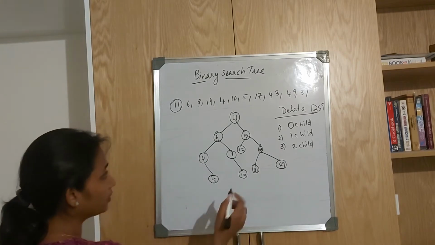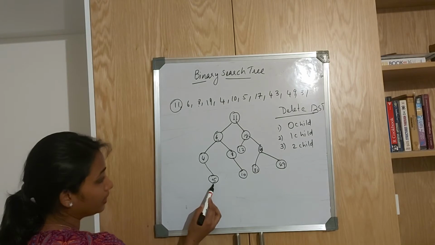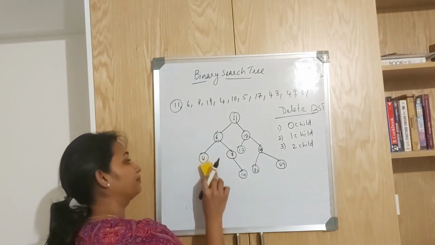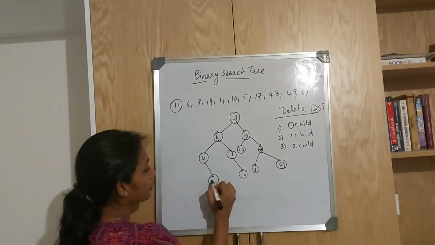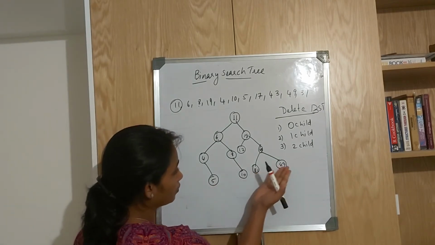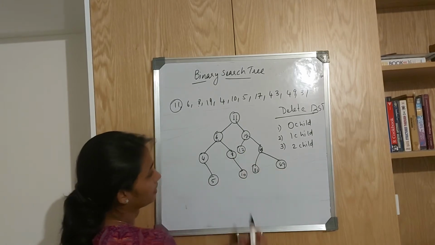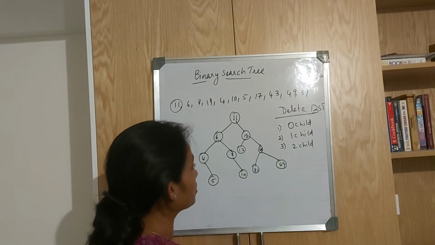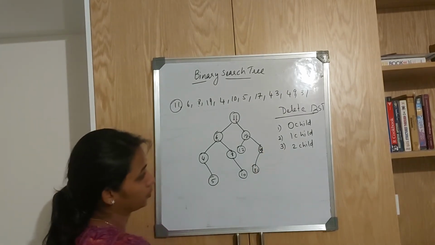So here a node which is having 0 children is 5. So if you want to delete this 5, you can just remove this link and just free this node. So these are the nodes which are having no child: 5, 10, 31, 49, 17. If you want to delete a node which doesn't have a child, you can just simply take off the link and free that particular node.